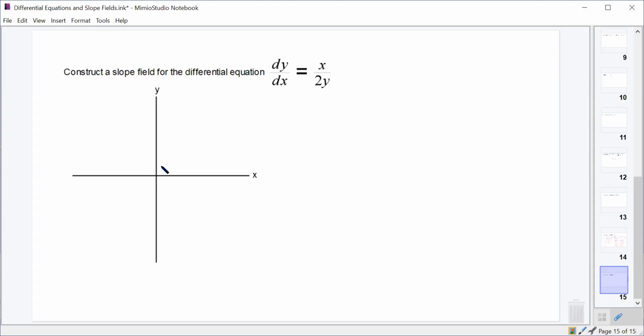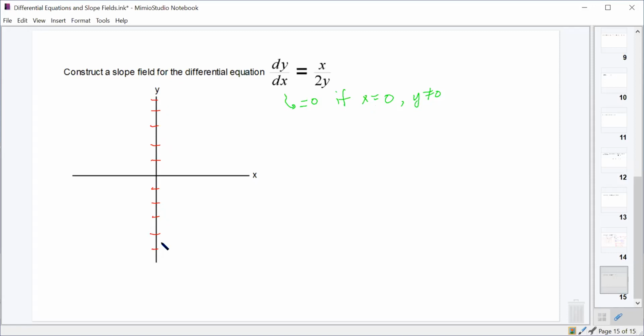Let's think about making this dy dx equal to 0 again. When does dy dx equal 0? If x is what? If x is 0 and y is not. Yeah, x is 0, y is not 0. So let's plot all the values where x is 0, but y is not. Well, that'd be here and here and here and here and here. Right? All of these places, yeah?